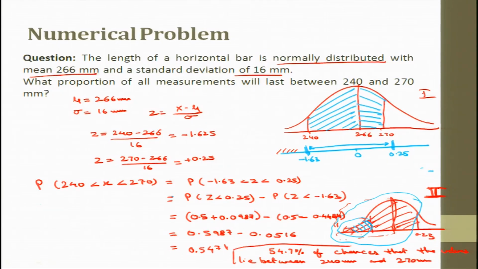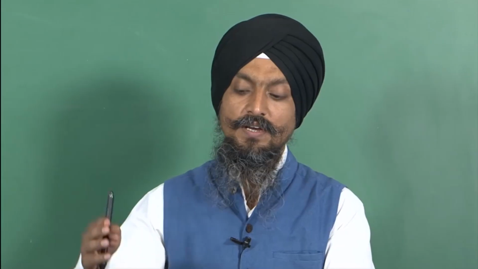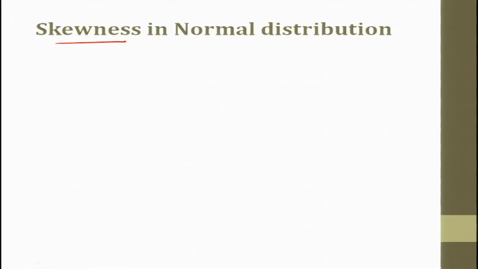So I think with these two examples, we have seen how we use the normal distribution, and the normal distribution is actually a population distribution. From the information of the sample we can calculate the probabilities, and we can calculate the points between which our values lie, or above or below which our value or measurement could lie. Okay. So next I will try to discuss the skewness in normal distribution.